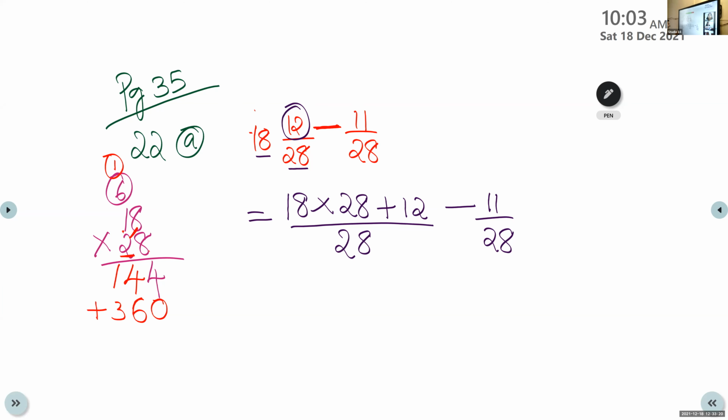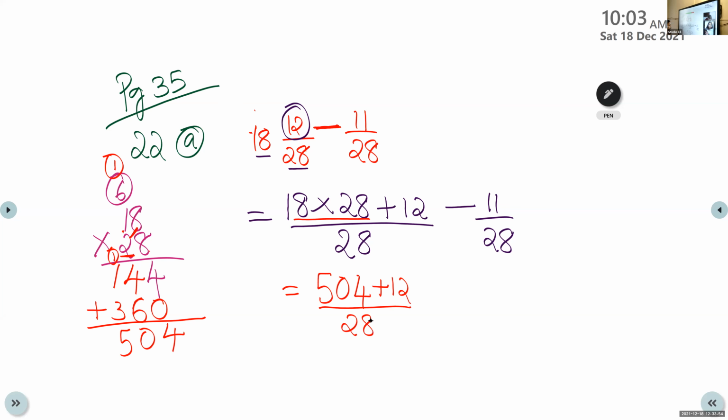Find out the answer, children. 4 plus 0, 4. 4 plus 4? 6 plus 4, 10. Then carry over 1. 1 plus 1, 2 plus 3, 5. So children, here, when we multiplied 18 times 28, we got 504. Then add the number 12. Find out the answer again.